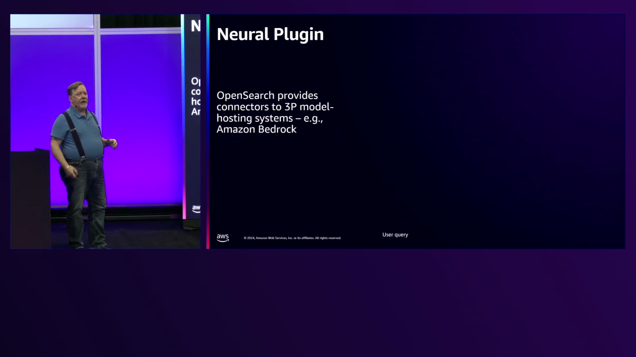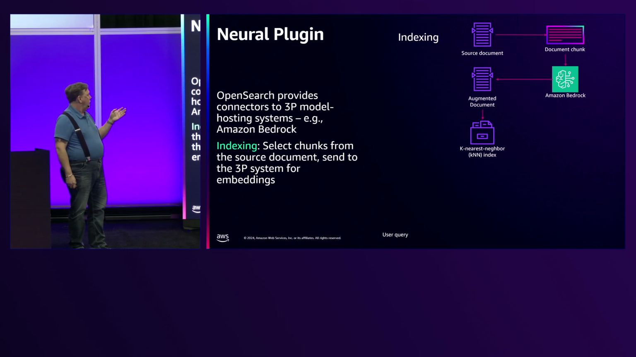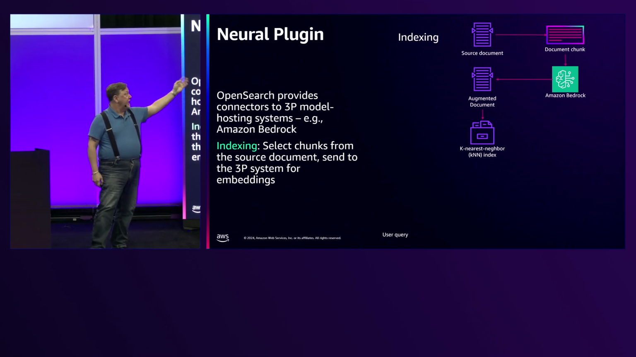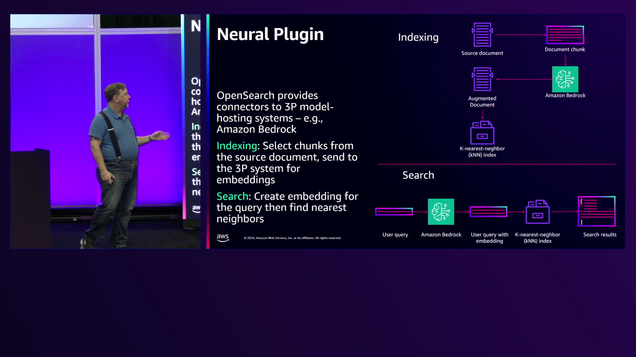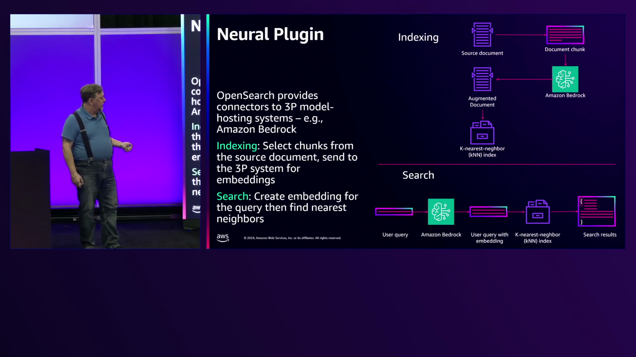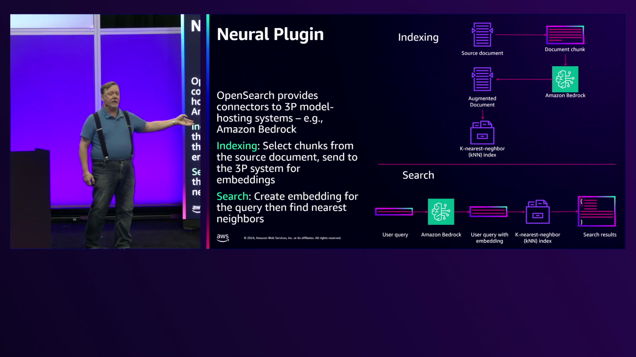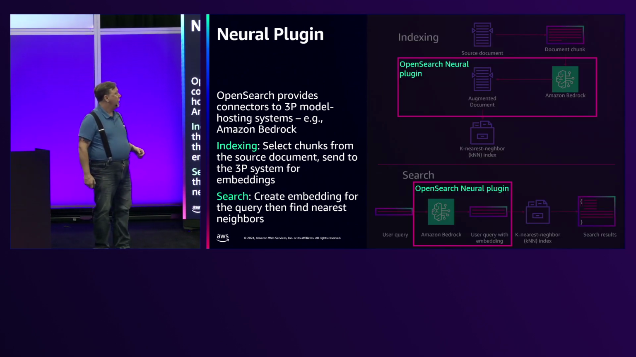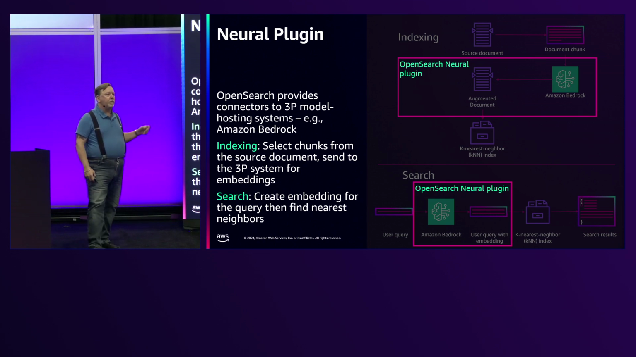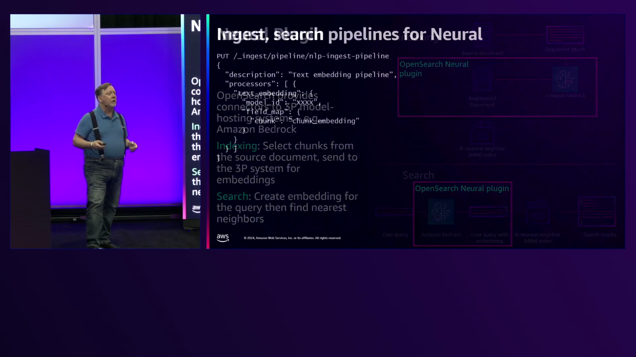We have our neural plugin that helps automate this in OpenSearch. It has connectors to third-party model hosts. For indexing, you can yourself take your source document, build chunks out of it, send it off to a third-party model host like Bedrock, and then send the augmented document into OpenSearch in a k-nearest neighbor index. On the search side, it's very similar. You can manually send your query off to Bedrock to do a vector encoding, and then send that into the nearest neighbor index for retrieval. The neural plugin automates those pieces: during indexing, you're generating the vector embedding, and during query, you're generating the vector embedding. So we do make it easier to run this loop.